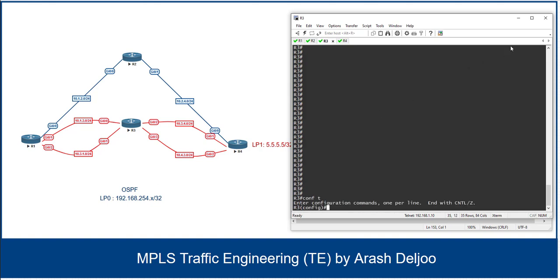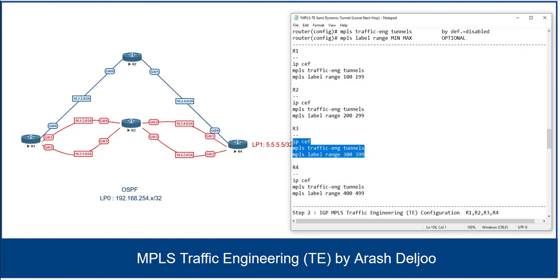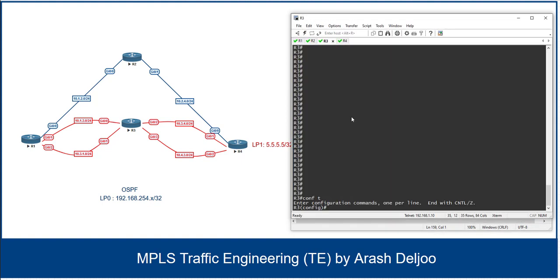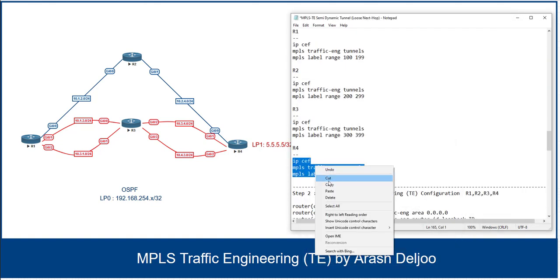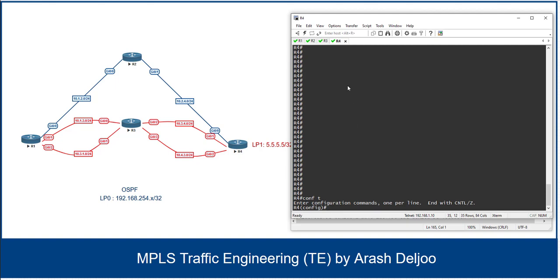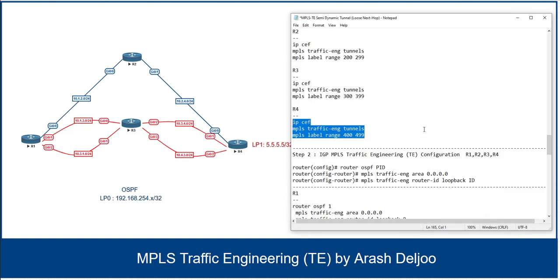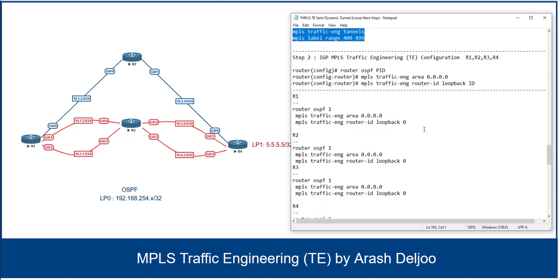And after that, router 3 again, this is router 3's configuration. And the last router is router 4. This is router 4. And now we completed step 1. Okay, let me go to step 2, IGP MPLS traffic engineering configuration on all routers. Again, here we don't have any new topic.